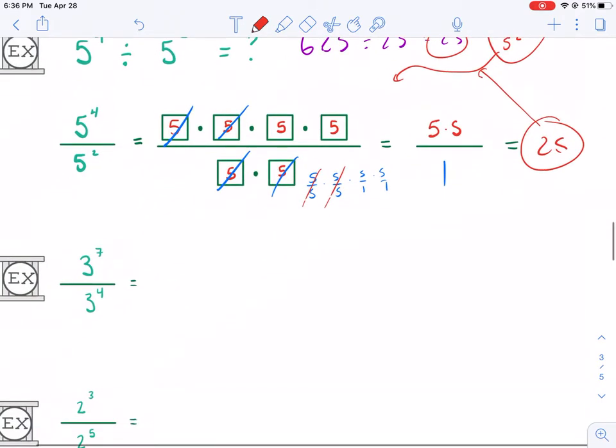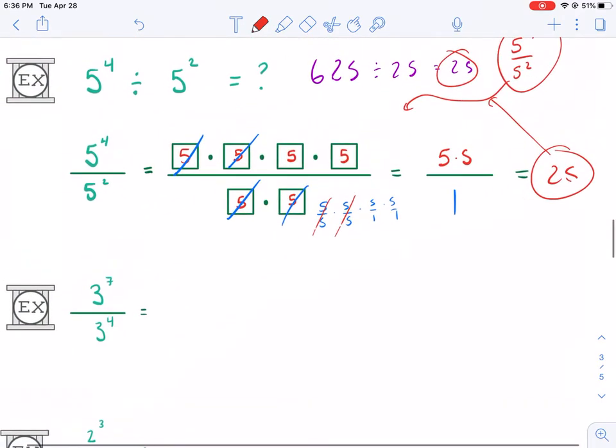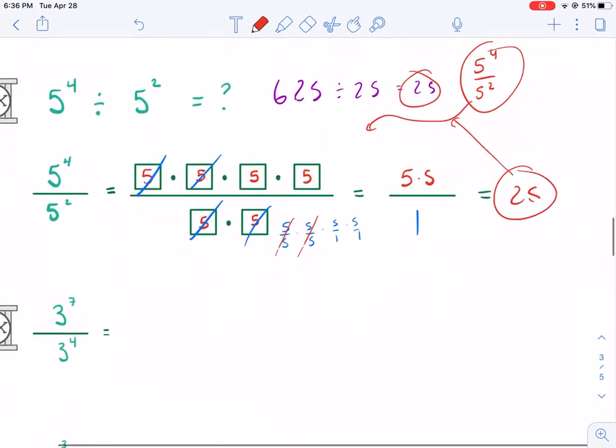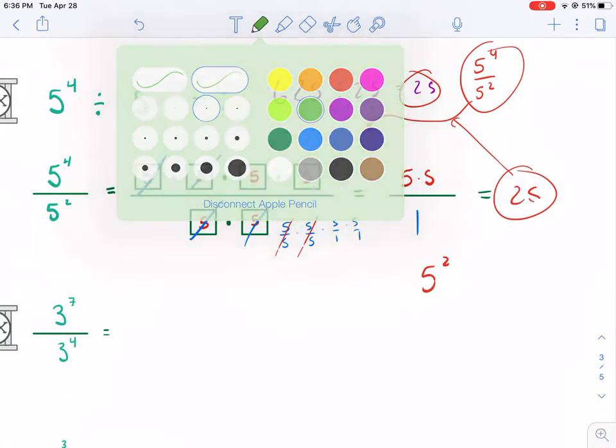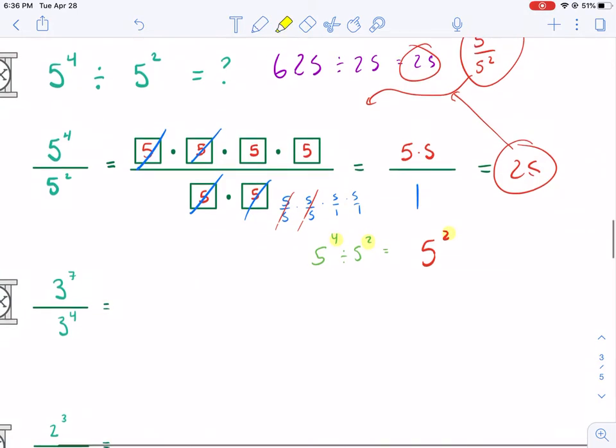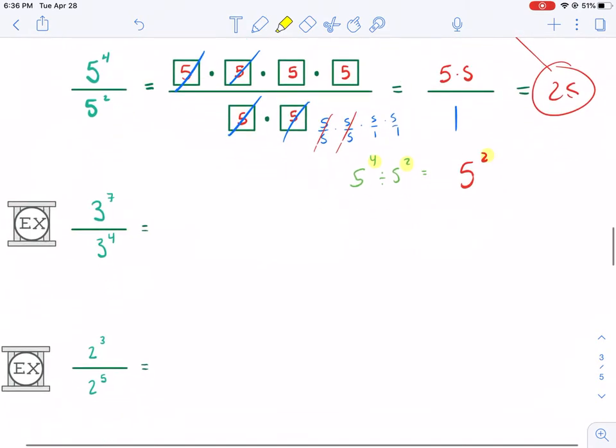Okay. Now, there's another way to do this problem. Because 5 times 5 is the same thing as 5 squared. So how do we go from 5 to the fourth divided by 5 to the second and get 5 squared? Is it a coincidence that these exponents are all related? How are they related? Let's do one more example to figure that out.